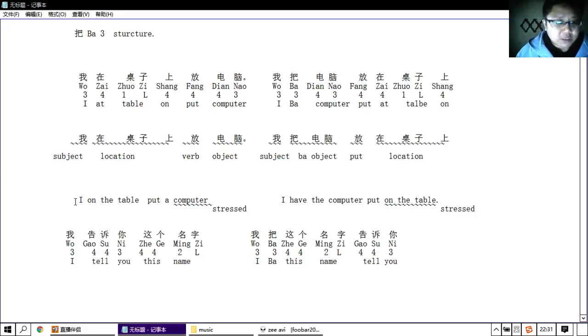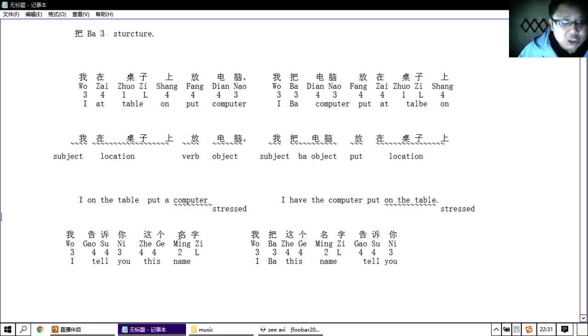Now just like the two following sentences, I on the table put a computer. Now in this sentence, computer is stressed because it is at the end of the sentence. And the second one, I have the computer put on the table. Now the location and the verb, on the table, is very obviously being stressed. Now, let's just take a look at the next two sentences.